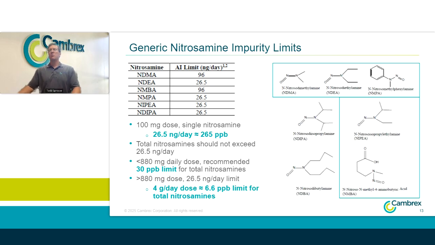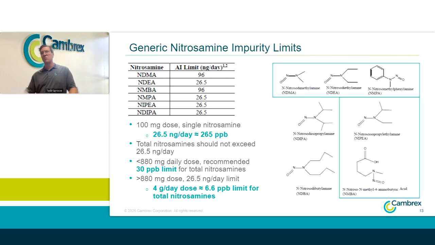So the generic nitrosamine impurity limits, most of these are under 100 nanograms. These nitrosamine impurities are a cohort of concern, so the 1.5 microgram limit from ICH M7 cannot be used. And so we've listed a few of the general nitrosamines here and their limits.